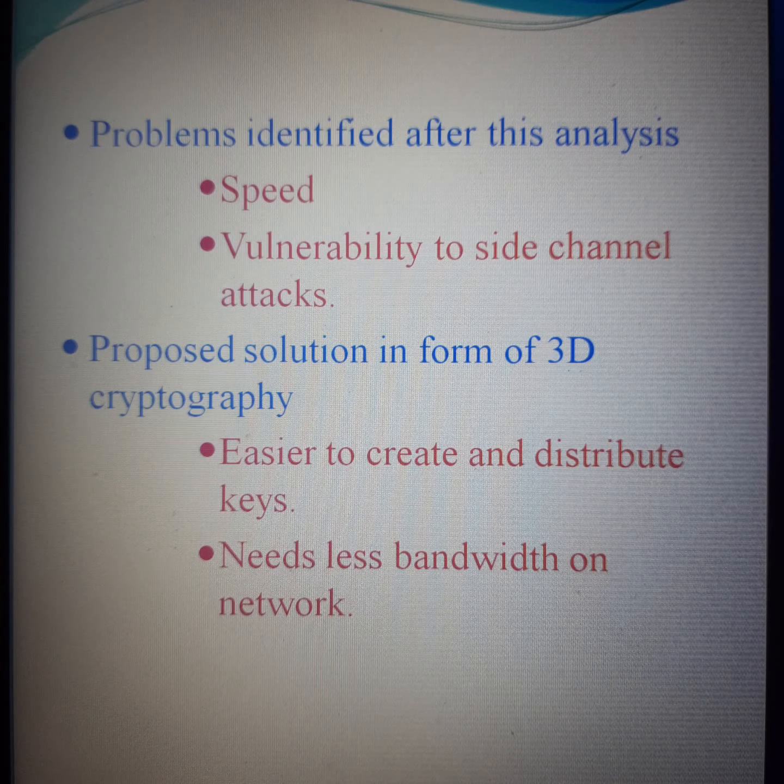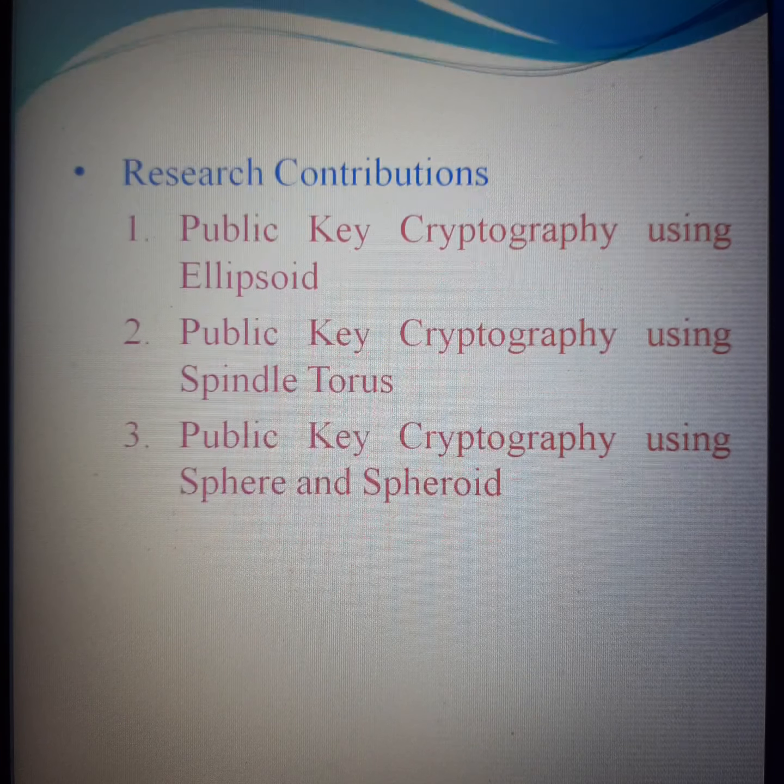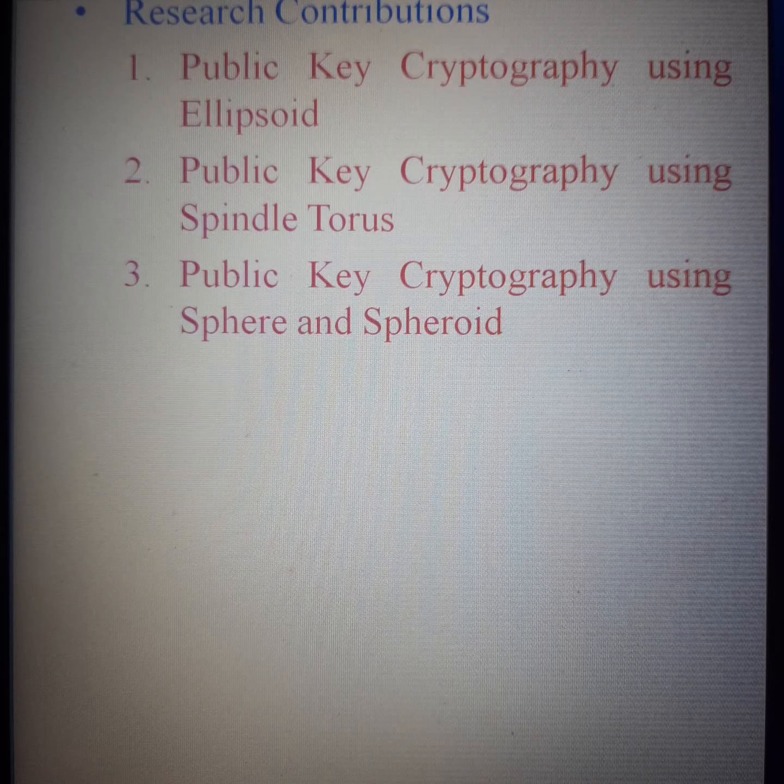The problems identified after the initial analysis of already existing crypto systems were, number 1, speed, because elliptic curve cryptography has a mathematical complexity of O(n^3), and RSA is very, very slow. And vulnerability to side channel attacks in the form of acoustic attacks, brute force attack, power analysis attack. And the possible solutions which we have given in the form of 3D cryptography were, first of all, there should be a mechanism by which it is easier to create and distribute keys, and the bandwidth requirement of the network should be reduced. And these were the 3 solutions which were proposed.